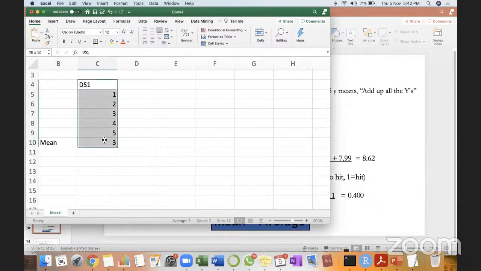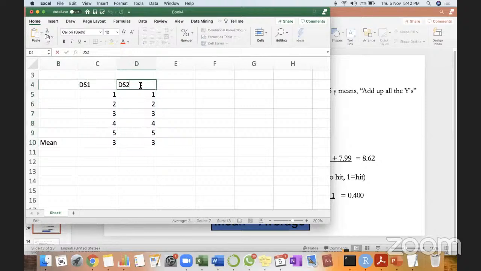Now let me do one thing. Let me populate a second data set, data set 2, and let me change the fifth element, the 5, to 100. Now what is the mean here? The mean is 22. That means a change of a single number, just one element, to 100, and what is the change in the mean? The mean has been changed drastically.